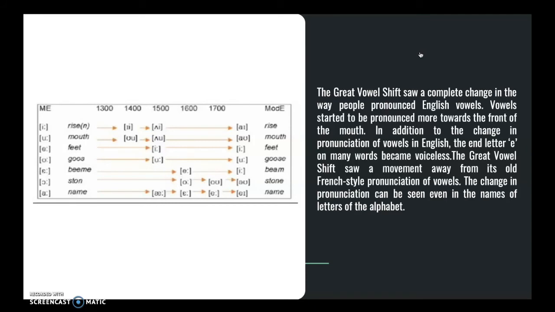This period is also characterized by the beginning of the Great Vowel Shift. The Great Vowel Shift saw a complete change in the way people pronounced English vowels. This was a massive sound change affecting the long vowels of English. Basically, the long vowels shifted upwards. That is, a vowel that used to be pronounced in one place in the mouth would be pronounced in a different place higher up in the mouth. The Great Vowel Shift occurred between the 15th and 18th centuries. With it, the pronunciation of vowels and words started to be less of a French style. It became more like what it is nowadays.